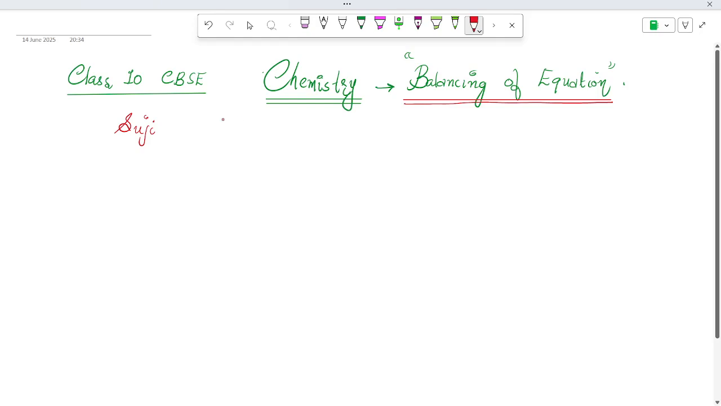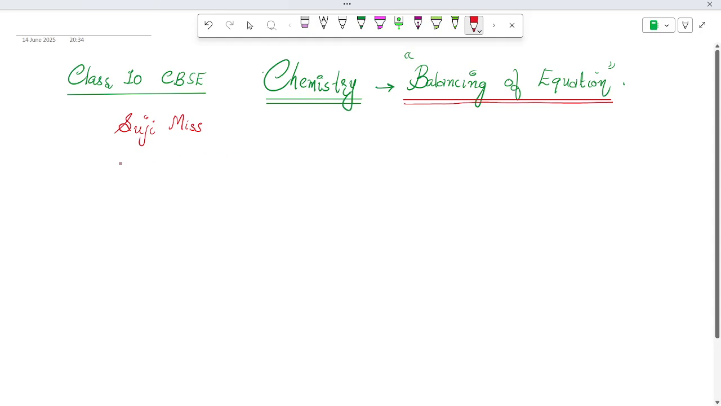Who is going to explain how to balance an equation. So this is an important topic from class 10 CBSE syllabus. You have already studied how to write the chemical formula. If a name is given, you can write the chemical formula knowing the valencies of the elements present in that compound. Okay, so I'm not going to get into that.